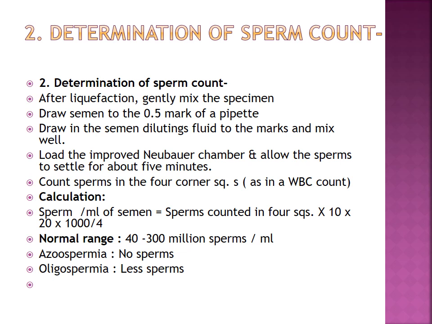Azoospermia is when no sperms are seen, and oligospermia is when less than 40 million sperms are seen in a count. So it is significant for infertility.